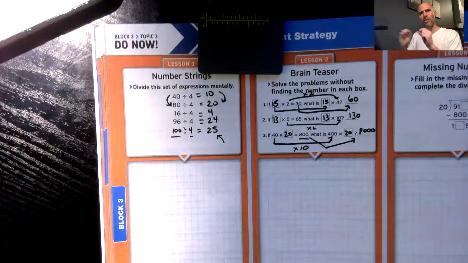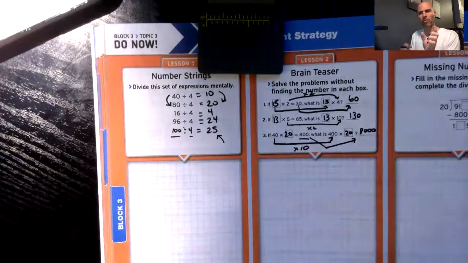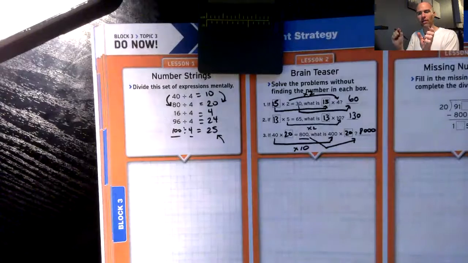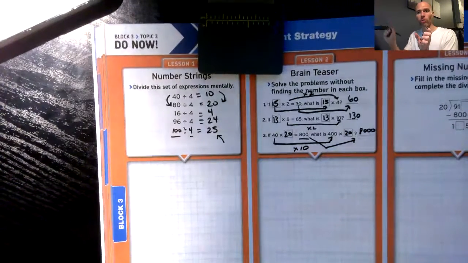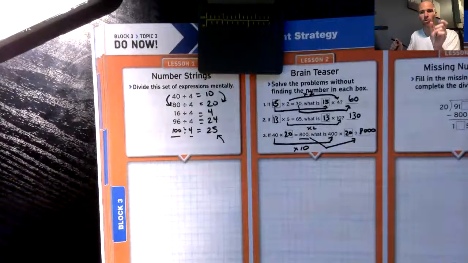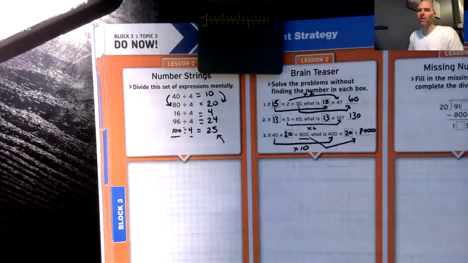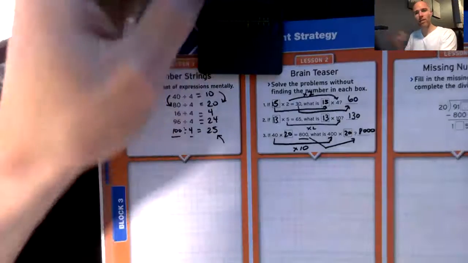Hopefully you see some of the relationships there, that if we take a multiplication question and double or triple or quadruple one of the numbers being multiplied, then that's going to make our answer double or triple or quadruple. And that's sort of the basis of proportional relationships that we did earlier in the year. All right, so let's move forward.